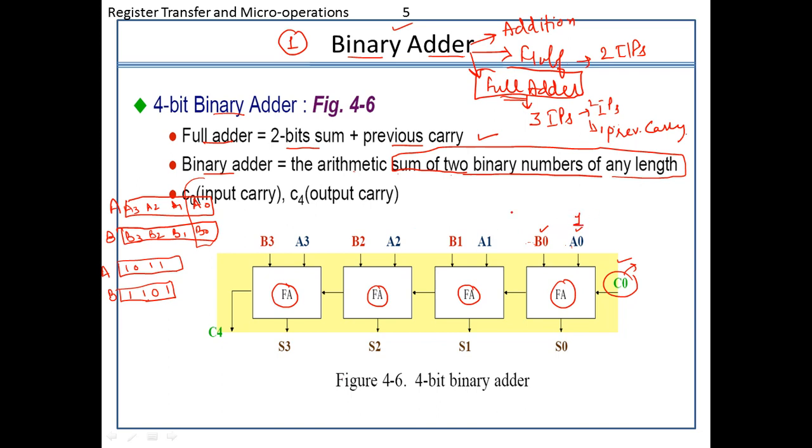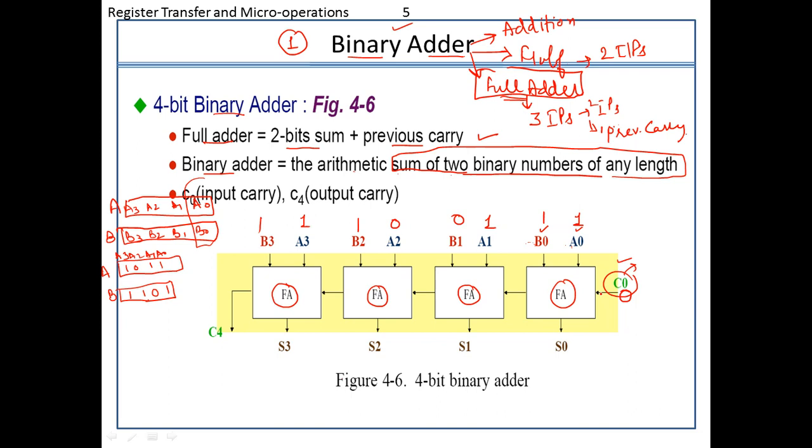The value of A0 will be 1, A1 is also 1, A2 is 0, and A3 is 1, because we always consider the values like this: A0, A1, A2, and A3, right? Similarly, for this case, the value of B0 is 1, B1 is 0, and the rest, B2 and B3, are 1, 1. So right now in this case, the previous carry is 0.